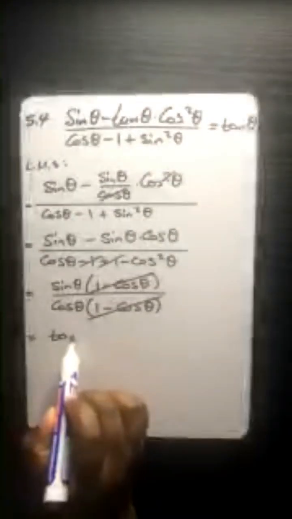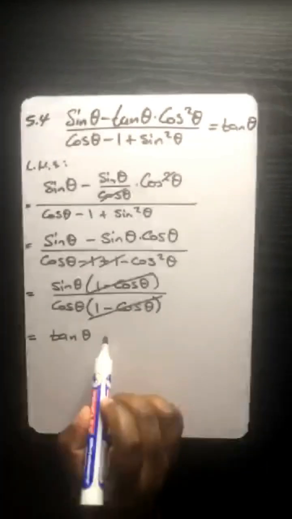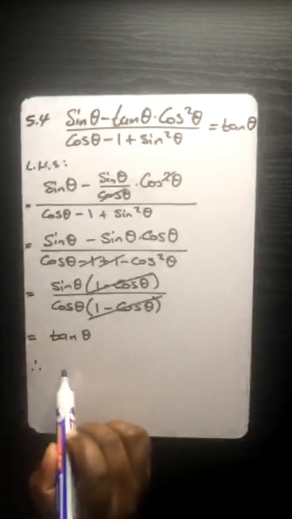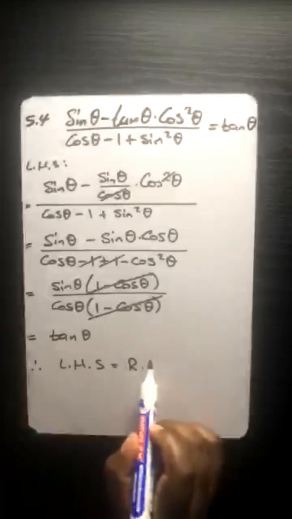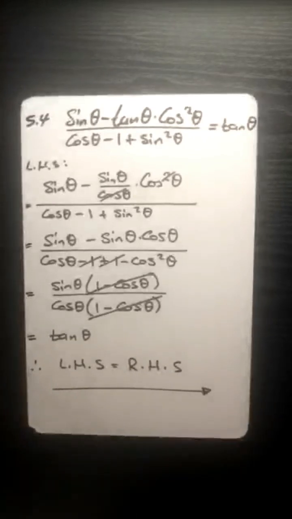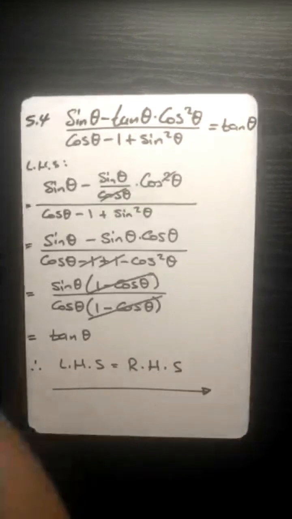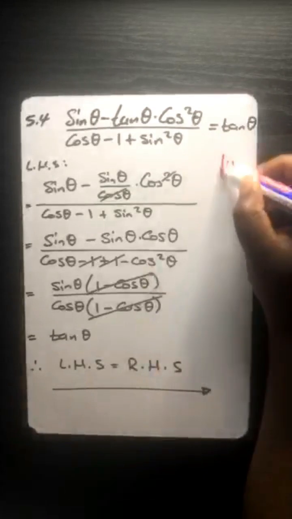And then sine over cos, that is tan of an angle. I think you can now make a conclusion to say, therefore, of course, the left-hand side, you've just proven that it equals the right-hand side. I'm telling you guys, if you do that, I am going to give you full marks, being 4 marks for that question.